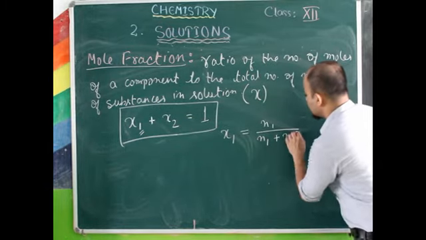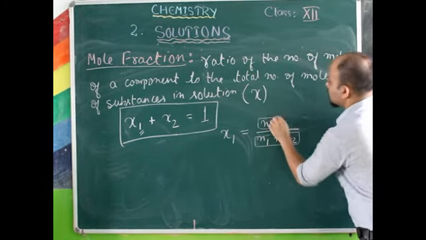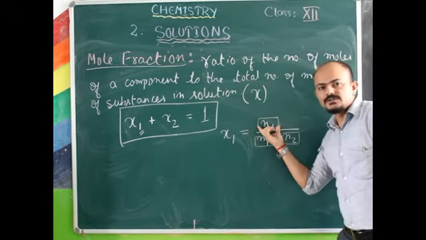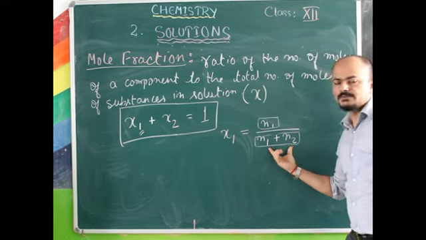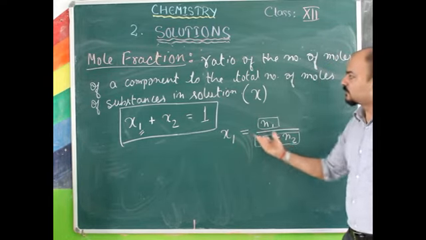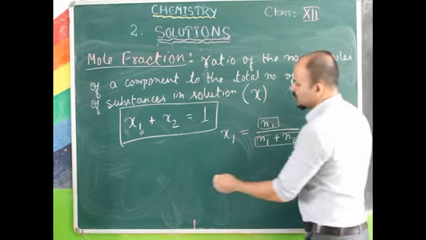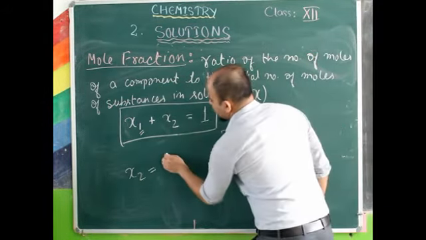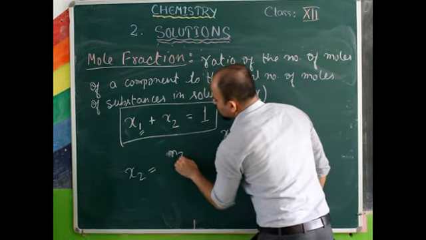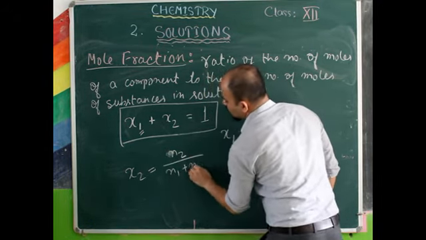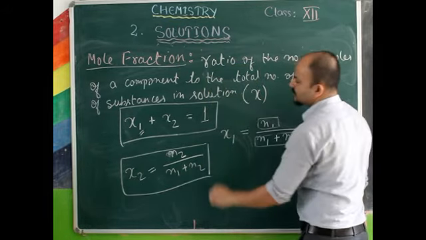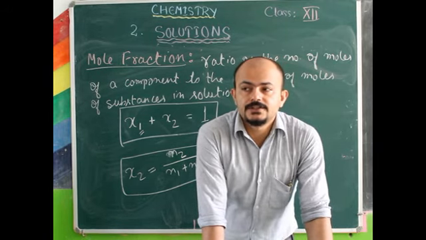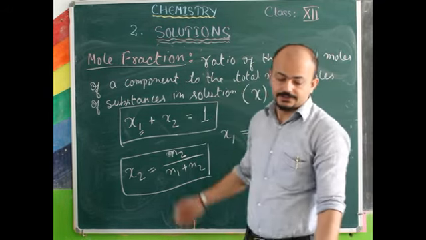So it is the ratio of the number of moles of one particular component divided by the total number of moles of the substances in the solution. Similarly, you can calculate x2 by the same formula, that is n2 divided by n1 plus n2. So these are the expressions which can be used to calculate the mole fraction of a particular solution.